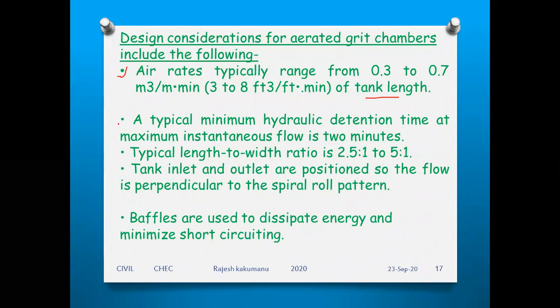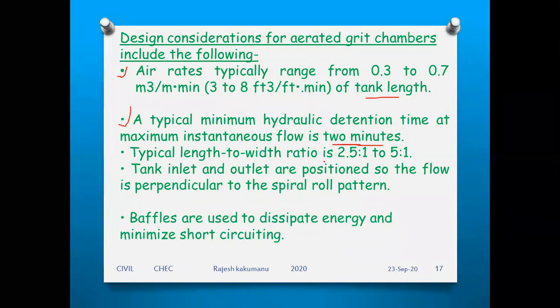Second one, a typical minimum hydraulic detention time at maximum instantaneous flow is 2 minutes. So what is the discharge of the hydraulic flow? The instantaneous flow is 2 minutes per cycle. That is the second design consideration. అంటే we have to calculate the tank length, you have to calculate the helical sheet length, and you have to see the flow of the water like this. You have to calculate. Then the instantaneous flow is about 2 minutes.